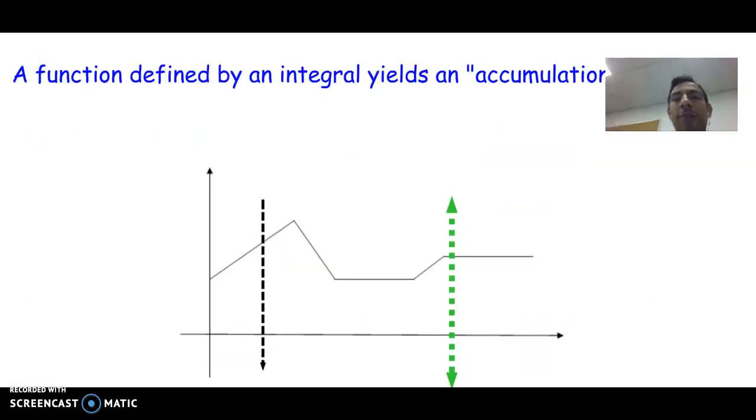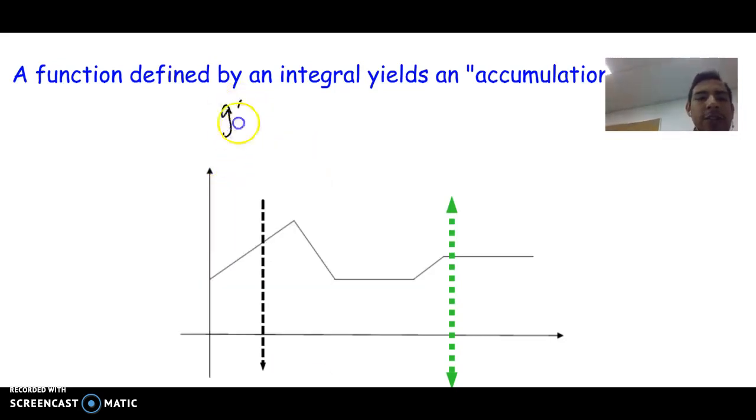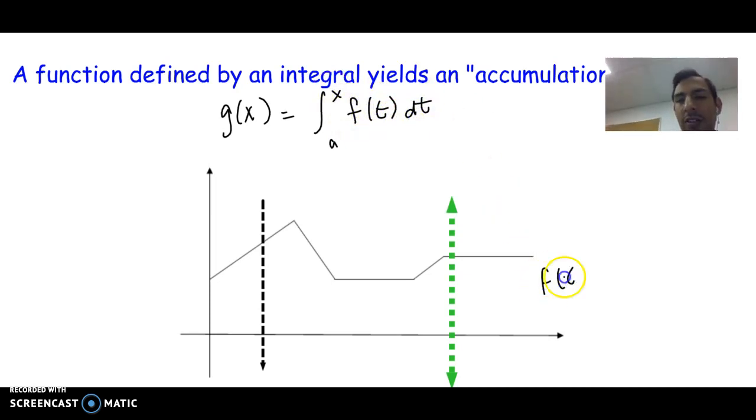Okay, so a function defined by an integral. I think you've seen these a lot by now. Basically, we're going to have g of x be equal to some integral from a to x of f of t dt. This function would be f of t, and here's a, and here's x. And what it's saying is that if I want g of, let's say, 2, and I'm going to call this value actually 1, just to make it a little bit more precise.